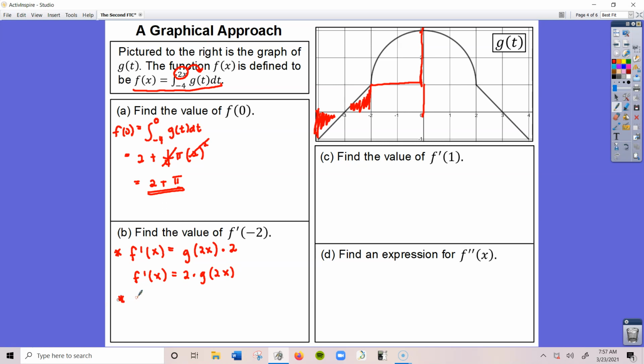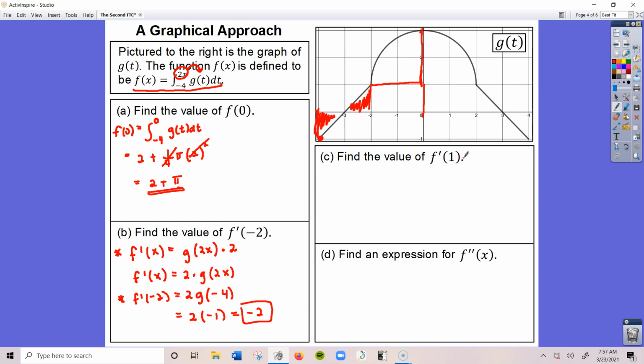Now to find f prime of negative 2, we plug in negative 2 and we get 2 times g of 2 times negative 2, which is negative 4. Now we have the graph of g of t. So if we're looking for g of negative 4, I just need to know the function value, which is negative 1. So this is 2 times negative 1, which is negative 2.